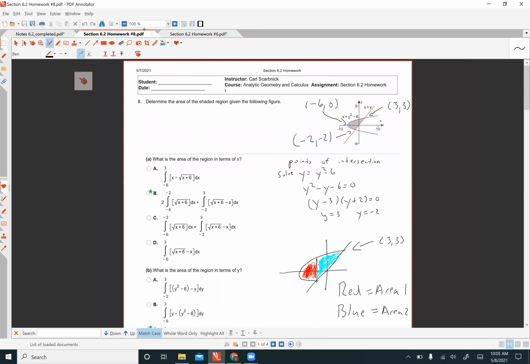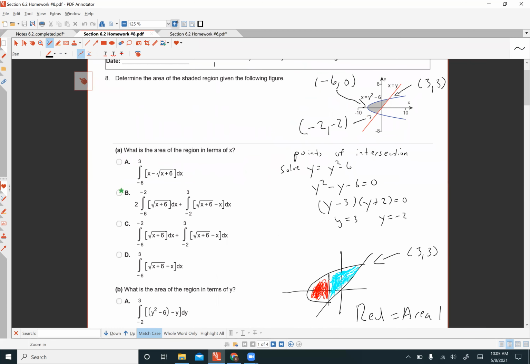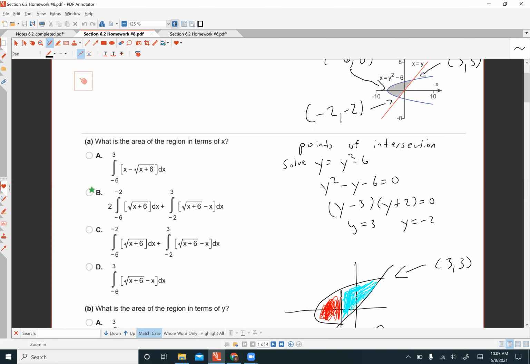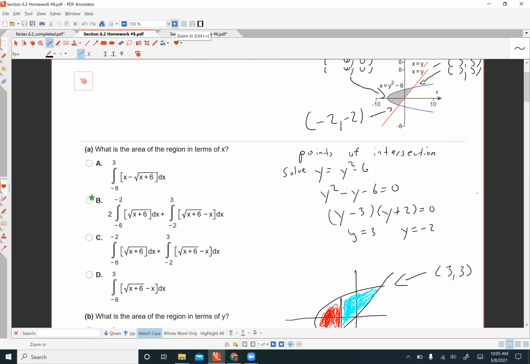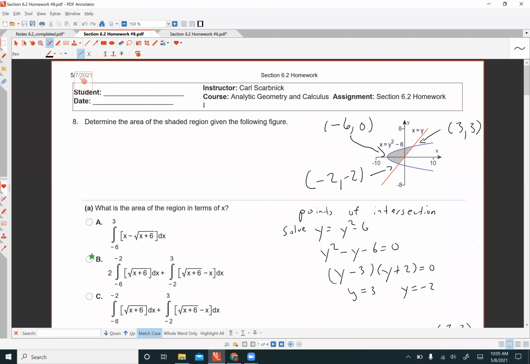Okay, so let's see if I can make this a little bit bigger. Okay, so now what we have here, we want to determine the area of the shaded region.